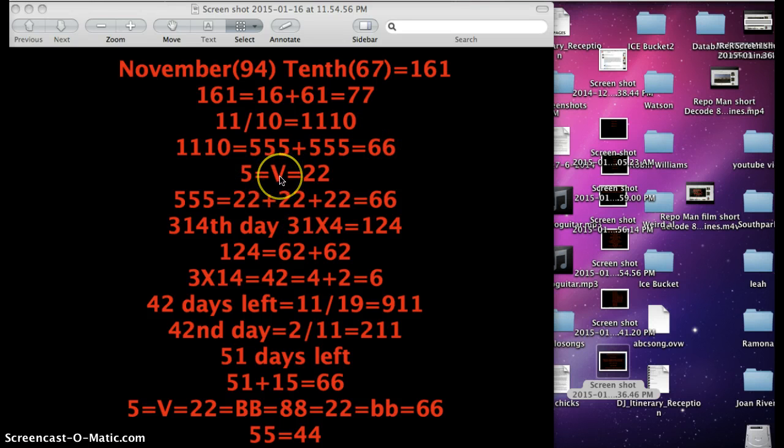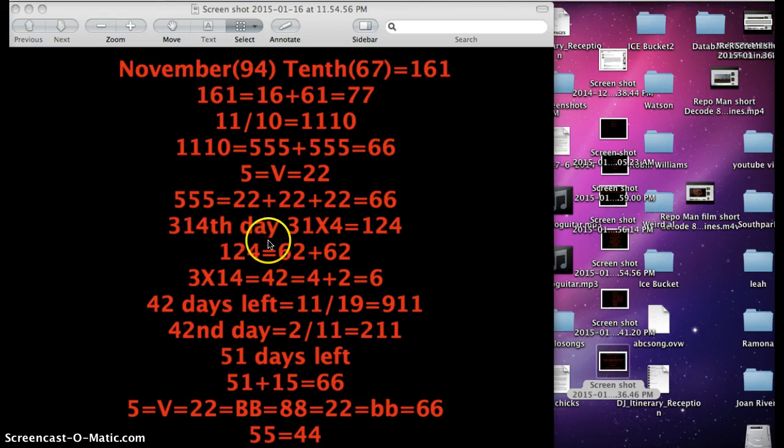Then in Roman numerals, the V is a 5. So in our alphabet, V is the 22nd letter. So 5 equals V and V equals 22. That means that 555 equals 22 plus 22 plus 22 makes 66. November 10th is also the 314th day of the year. So I just kind of did random stuff here. 31 times 4 equals 124, and 124 equals 62 plus 62. And 62 is 26 years away from 1988, or it was in 2014. And if you add 62 and 26, 62's mirror, it makes 88.